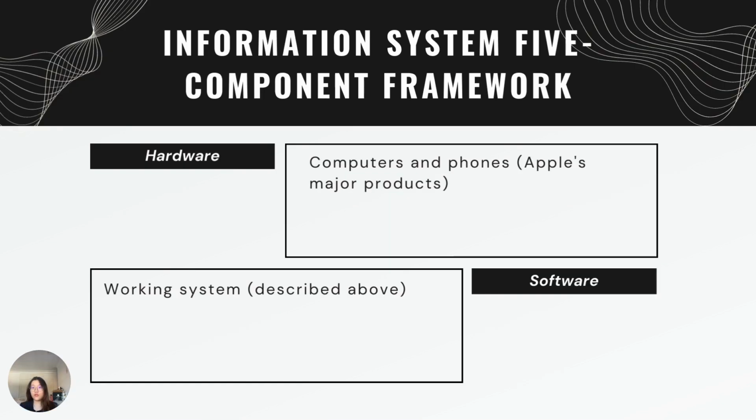Now let's move to the information system's 5 components framework. The hardware will be computers and phones, which are Apple's major products. The software will be the working systems that I have just described above.